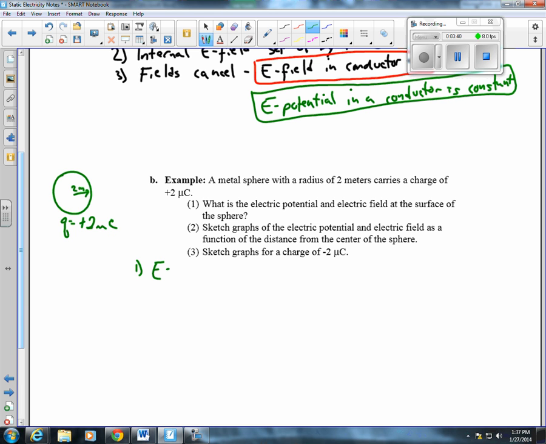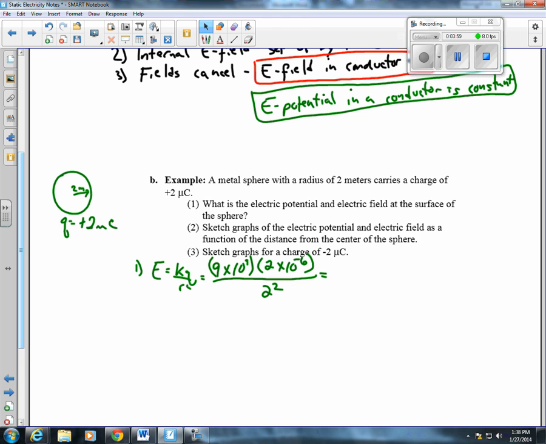So first we'll find the electric field. kQ over r squared: 9 times 10 to the 9th times 2 times 10 to the minus 6th, divided by the radius, 2, squared. And that's going to give me a value of 4,500 newtons per coulomb. Since it's an electric field, I'll put some direction on there. It's going to be away from the sphere.